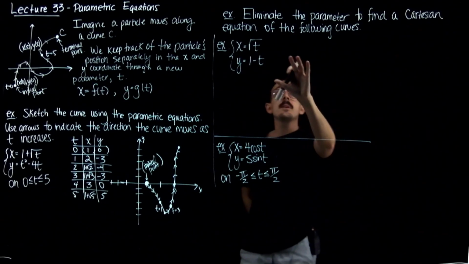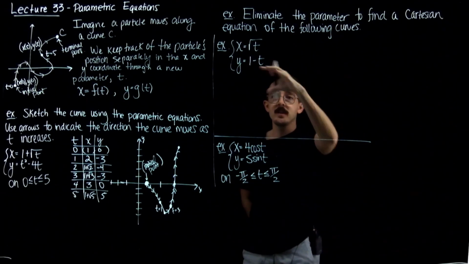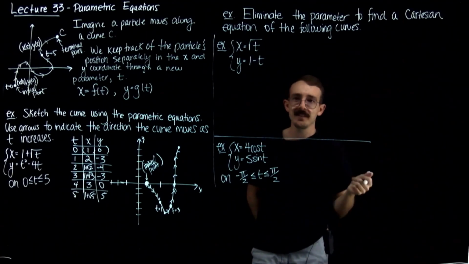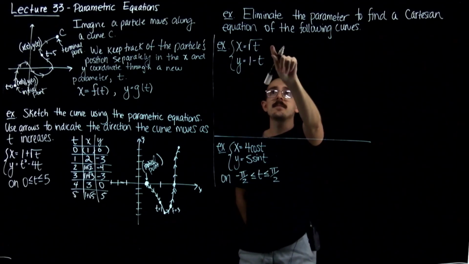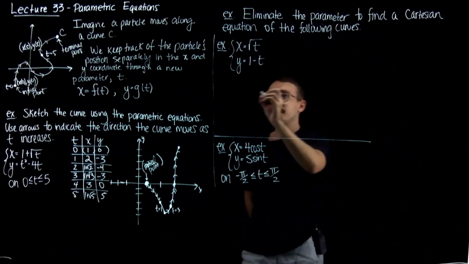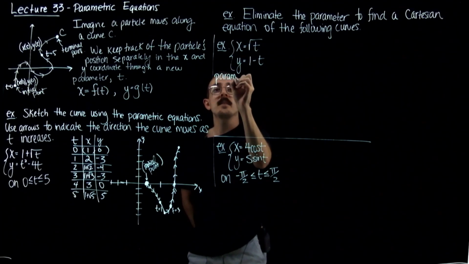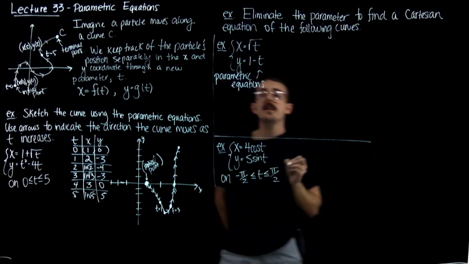So here we want to eliminate the parameter, and we want to go back to the original equation, the original y equals a function of x equation. So we want to decipher what the original equation was if these are the parametric equations. So these are our given parametric equations. So how could I do that?